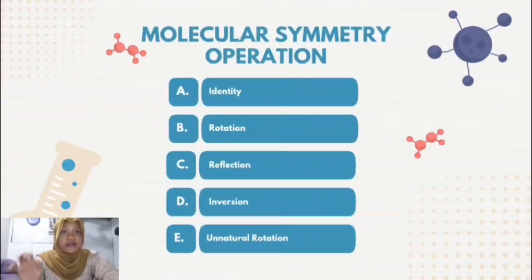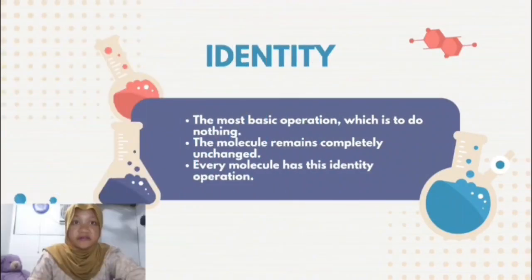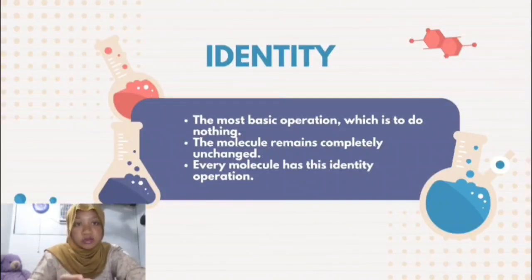Next, we have 5 molecular symmetry operations. 1 is identity, 2 is rotation, 3 is reflection, 4 is inversion, and the last is improper rotation. First, we have identity. Identity is the most basic operation, which is to do nothing. The molecule remains completely unchanged, and every molecule has this identity operation.